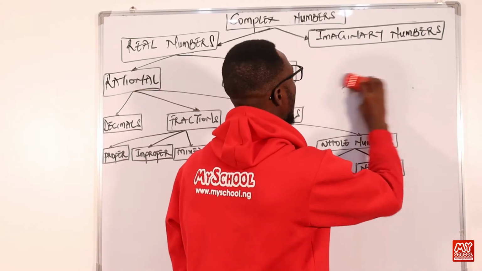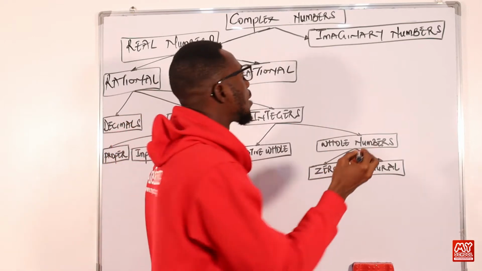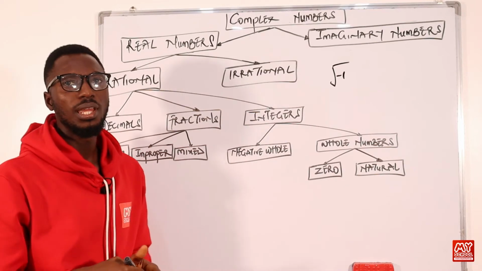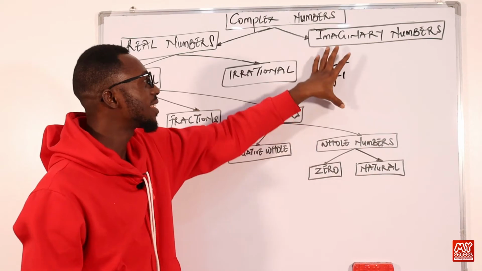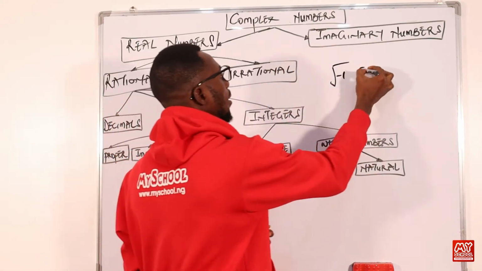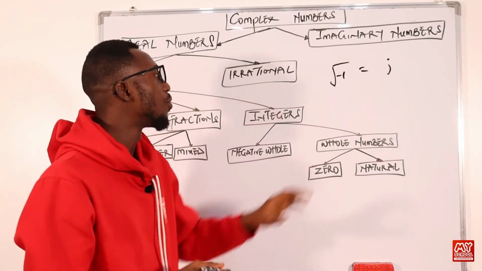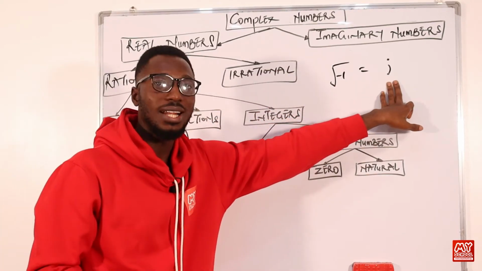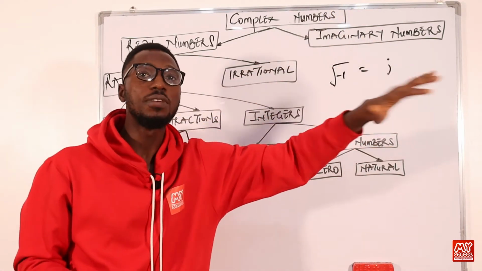Imaginary numbers are actually roots of negative numbers. This is what I mean. For instance, you are asked to find the square root of minus 1. If you try punching this on your calculator, you should come back and tell me what you're going to get. So this is an imaginary expression. And imaginary numbers, at least for the basics, are represented by the letter i. So we can tell that the root of minus 1 is an imaginary number. Imaginary numbers are actually talking about the root of negative numbers.